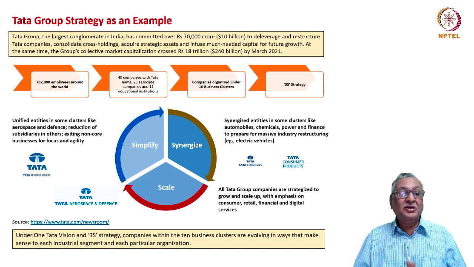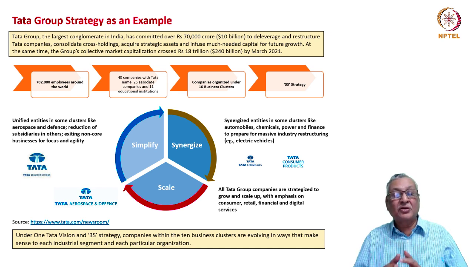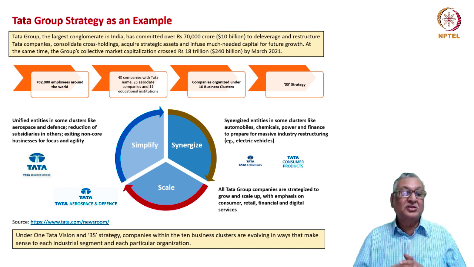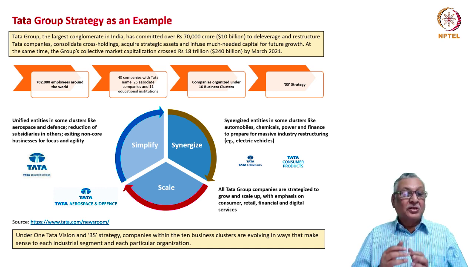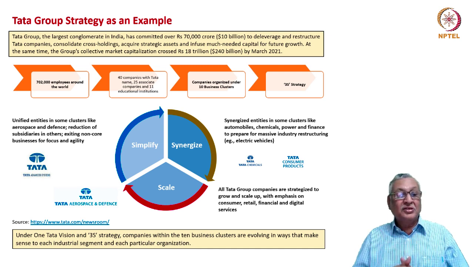Under this strategy of 3S, what Tata Group has done in recent years is that it has unified entities in some clusters like aerospace and defense. These businesses were being conducted in 4-5 companies. All of that was brought under one company called Tata Aerospace and Defense. Then reduction of subsidiaries in others. And third, exiting non-core businesses for focus and agility.